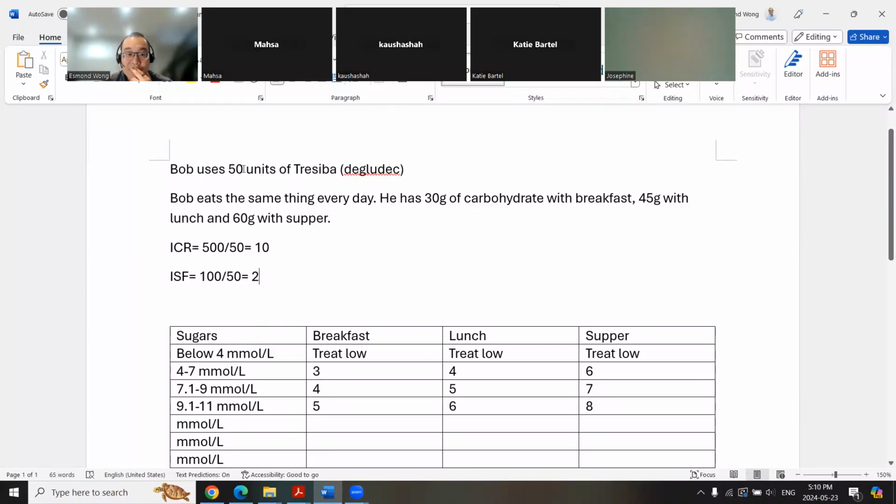So let's change around the numbers a little bit. Let's say he uses 100 units. Then it'd be 500 divided by 100. So then this would be 5, and then this would be 1.